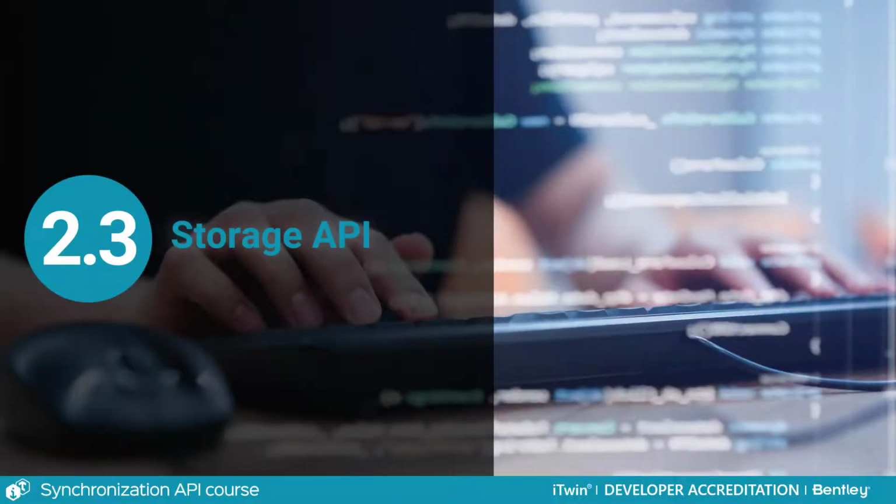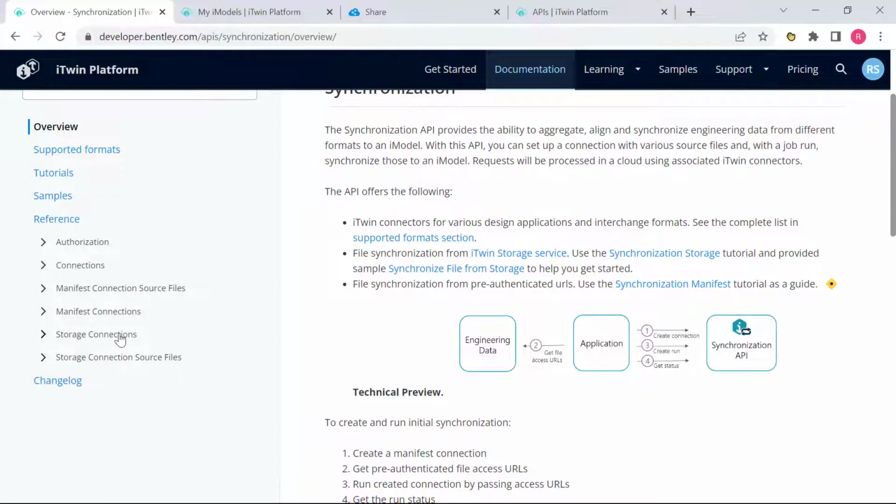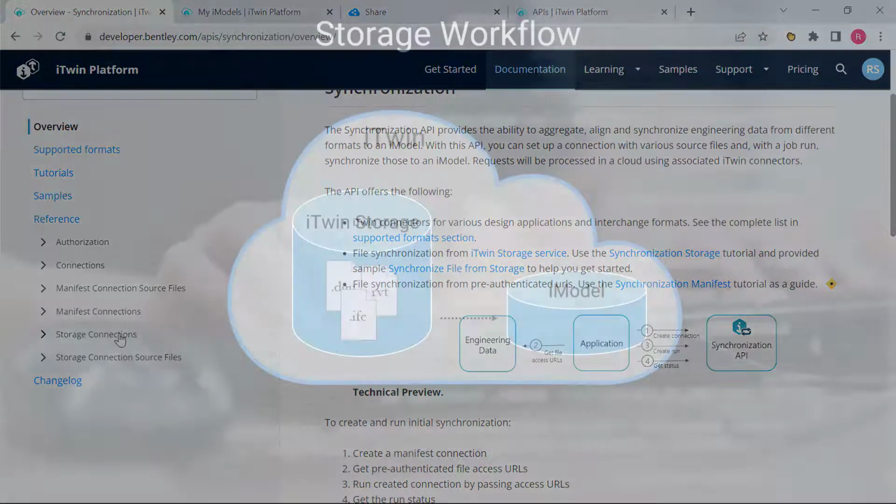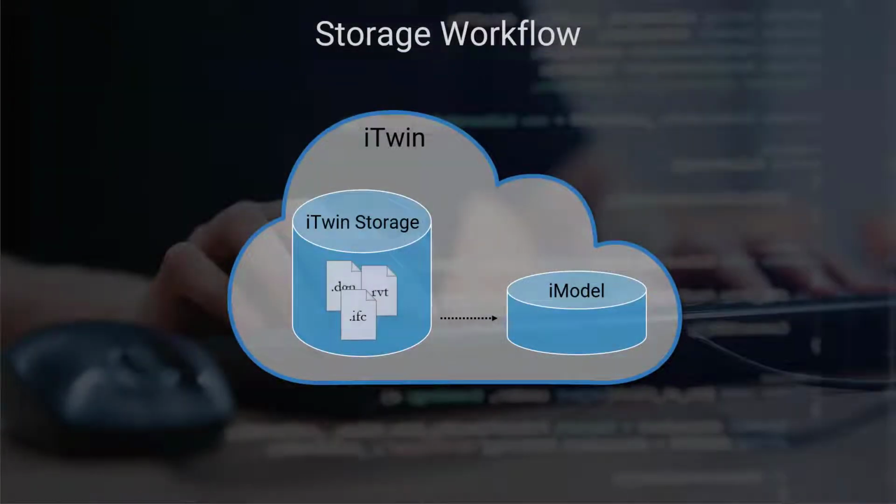Alright, so let's start out with the storage workflow. Now, if you don't remember, the storage workflow is the one in which we use the iTwin storage to upload our design files and synchronize from there. Now, in order to get access to the iTwin storage, first we need to create an actual iTwin. So we'll start with that step.